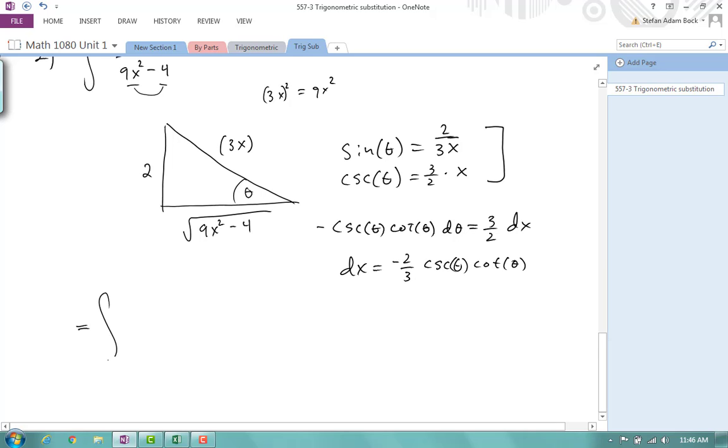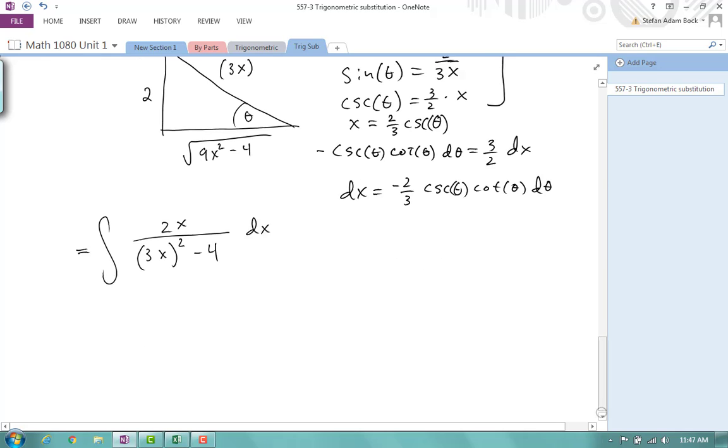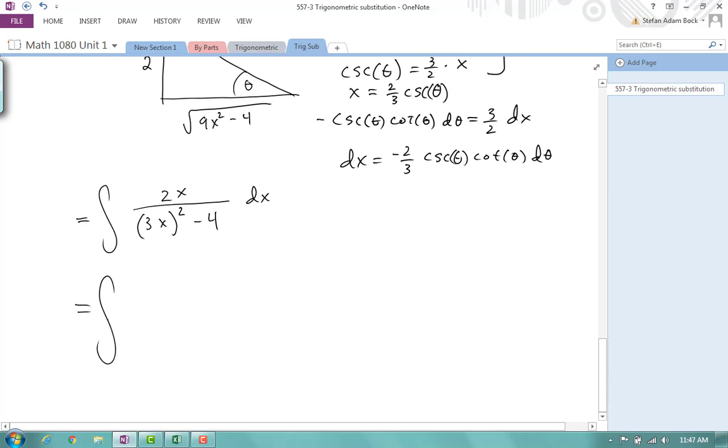So if I go back to my original problem, rewrite it a little bit, I had 2x all over, let me write it this way, 3x quantity squared minus 4 dx. My x here was equal to 2/3 cosecant of theta. And my dx is equal to negative 2/3 cosecant of theta cotangent of theta with a d theta. So I'm going to substitute all of these parts.